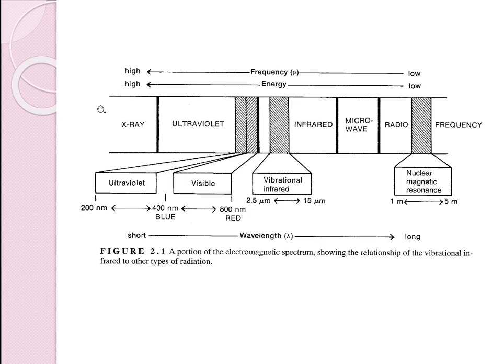So this is the electromagnetic radiation spectrum. You can see the higher energy is X-ray, ultraviolet, then our sunlight, then infrared, then microwave, radio wave.